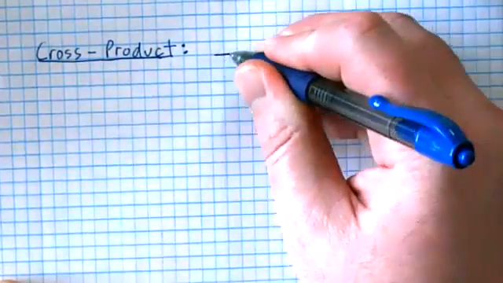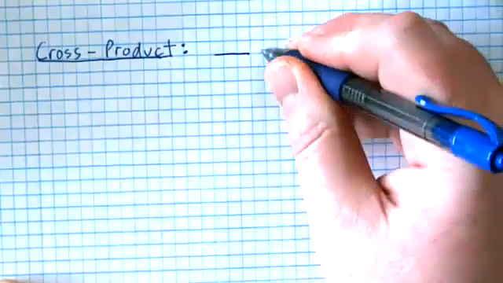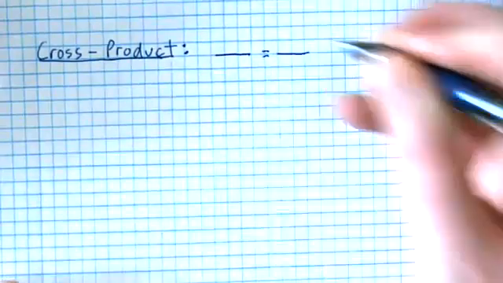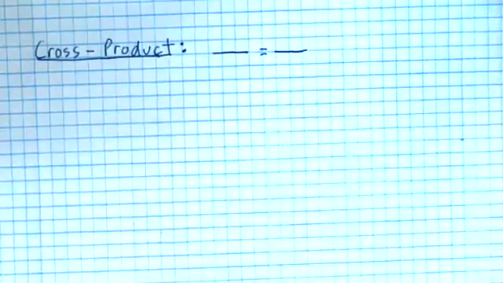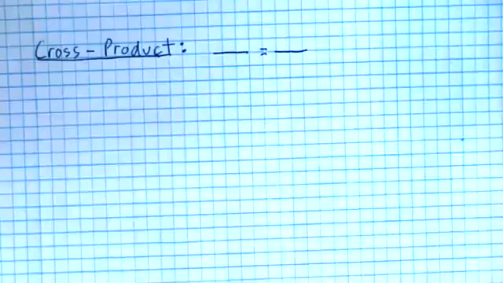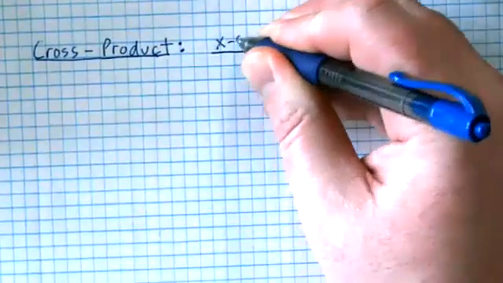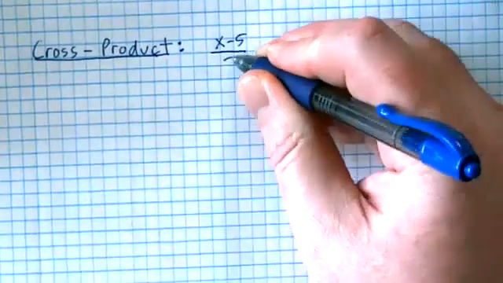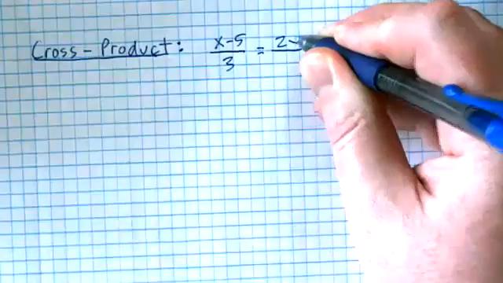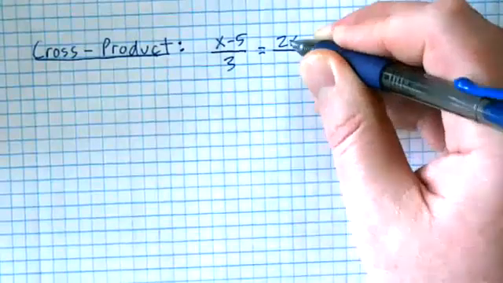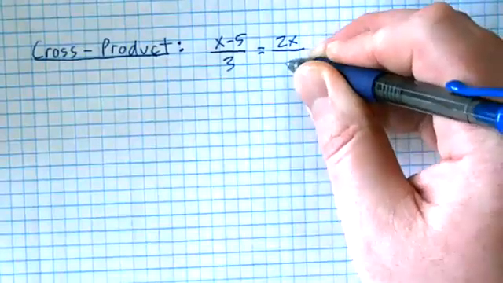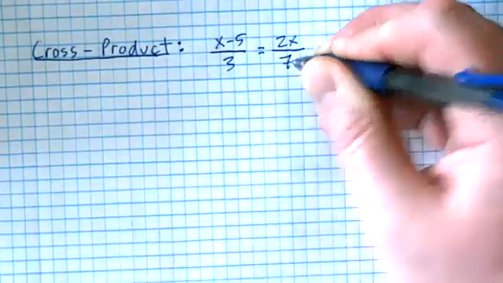But just to make sure, a proportion is an equation that has a fraction on both sides. Do y'all know how to solve that? So let's say we got x minus 5 over 3 on the bottom and 2x over, I don't know, 7 on the bottom. Why not?